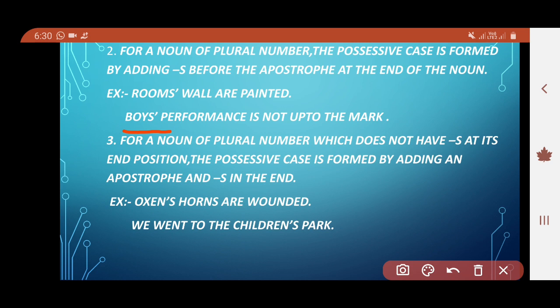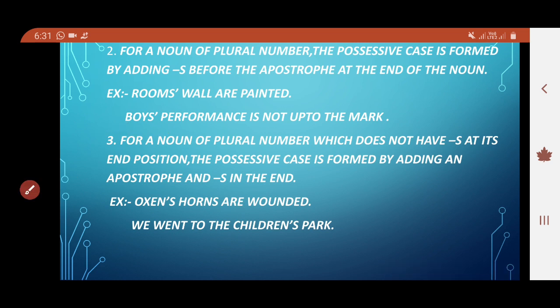Yes or no? So this boys is in plural form. It is already in plural form. We are making it a possessive case. We are forming a possessive case. How? By putting an apostrophe mark after the s at the end of the noun. Okay, clear?